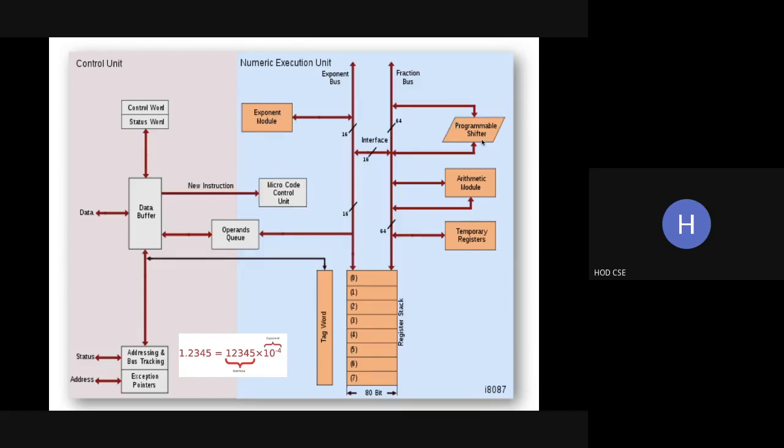Then we have the programmable shifter. Normally when we do multiplication or addition, let us take an example here: 8. When we convert that into binary, it is 1000. And when we right shift, this 1 will be moved to this position, 0100. What is it? It is 4. That is, 8 is divided by 2. So the division operation can be performed by this shifting operation. Okay. For this we can use the programmable shifter.